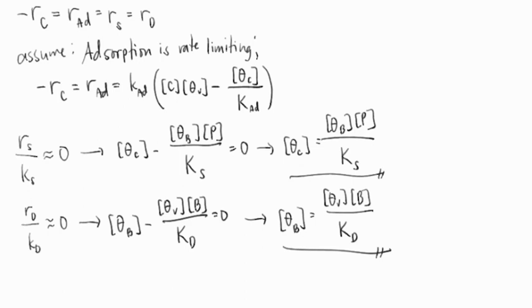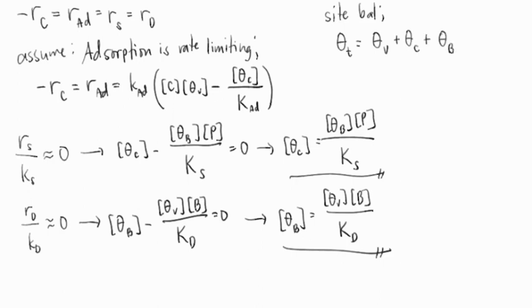The site balance is a little bit different in this case because remember that we have several species adsorbed into the active sites. We have the vacant active sites, we have the active sites with cumene, that's theta C, we have the active sites containing benzene, that is theta B. Our site balance will be written as the total active sites is equal to the number of vacant active sites plus the number of active sites containing cumene plus the number of active sites containing benzene.